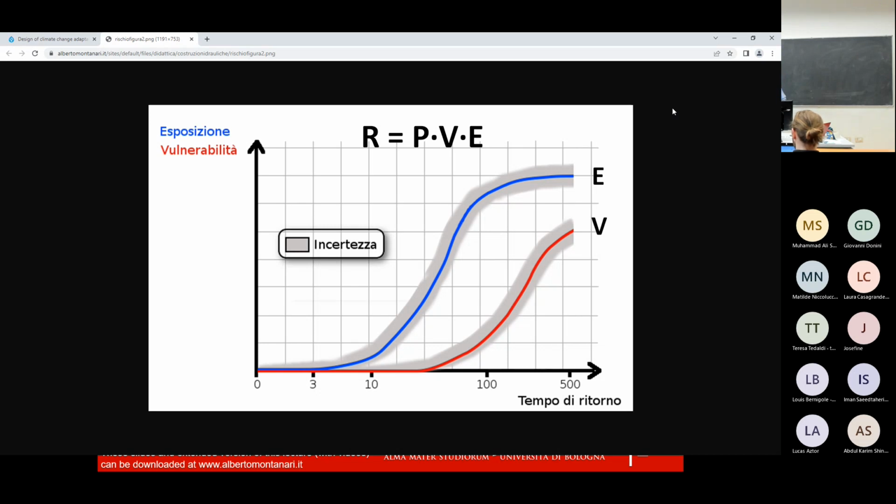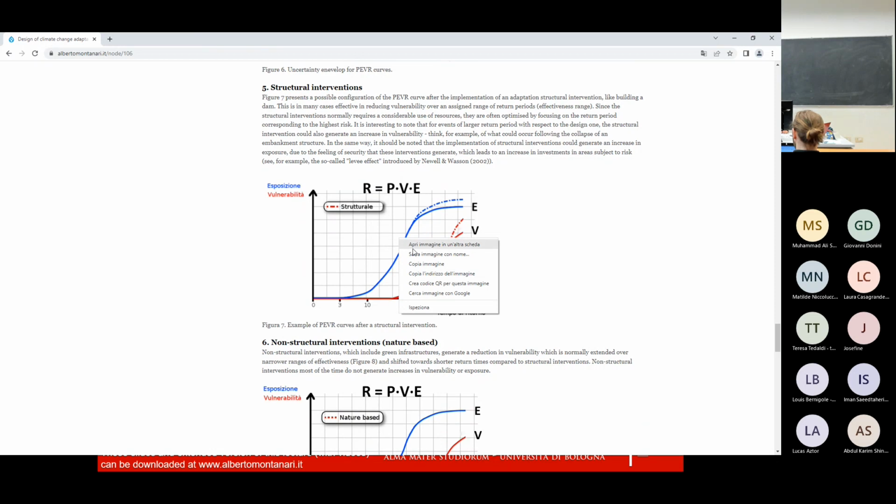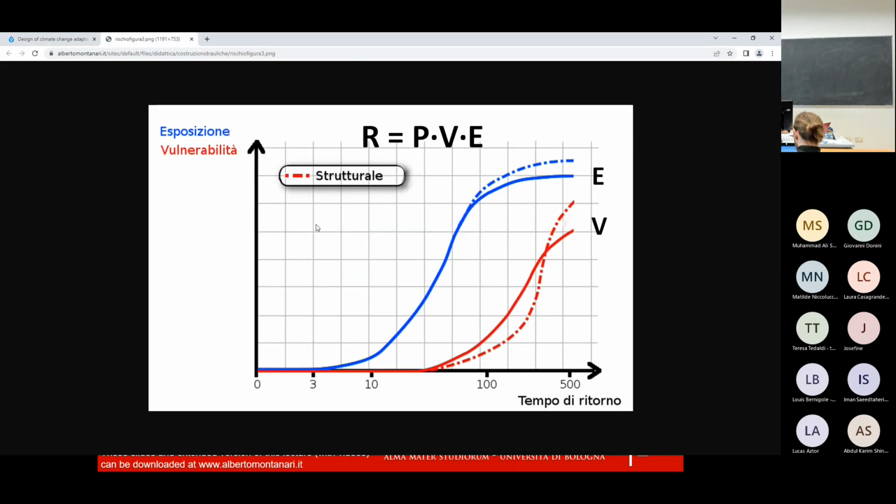Now, let me move to the next one, which focuses on solutions. And here, there is a hypothesis of how structural interventions may modify the vulnerability and exposure curves. Now, let me try to explain.